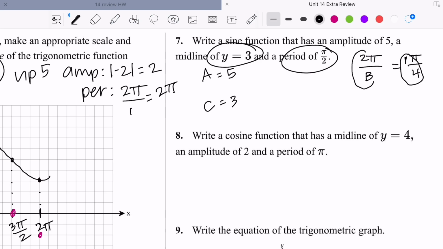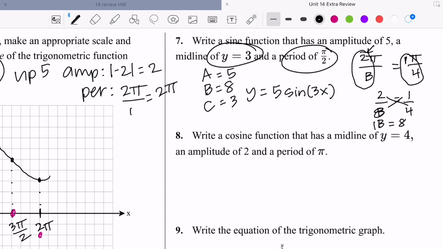So we need to figure out what we have to divide 2 by to get 1/4. Or you can just set up the equation like this and then cross multiply and you get 1b equals 8. So you can see that b equals 8. And that makes sense because if I do 2 divided by 8, that reduces to 1/4. So then I get y equals 5 sine of 8x plus 3.